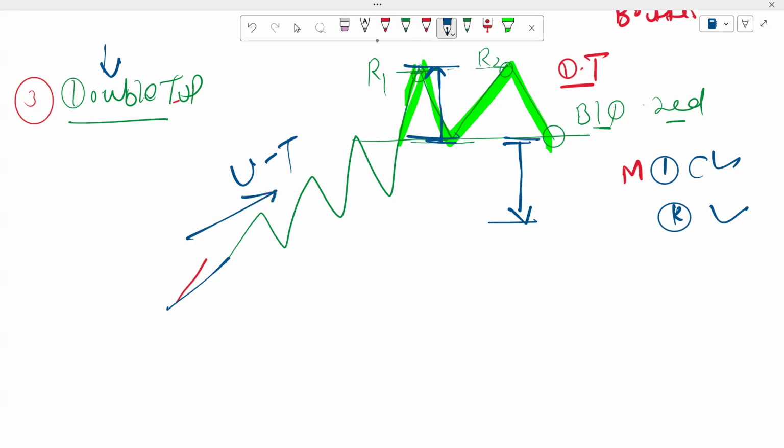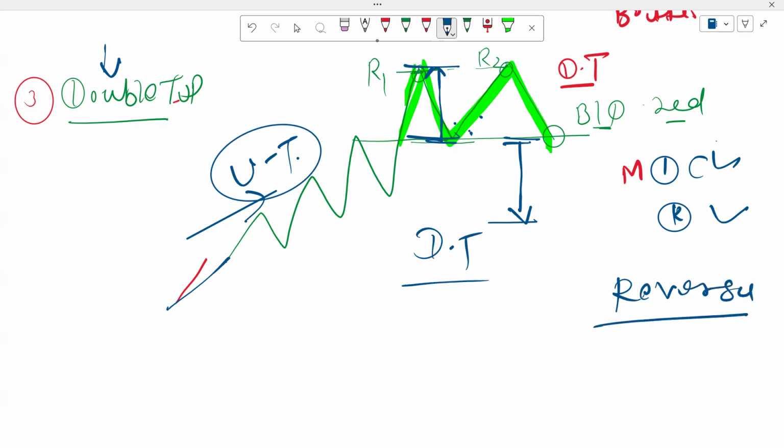See, this is an uptrend, and after the M pattern, what are you predicting? The downtrend, right? Bearish. No. First tell me, is this a continuation or reversal? Reversal, sir. This is a reversal, because after the double top has formed, this uptrend will convert into the downtrend. So this is a reversal pattern.